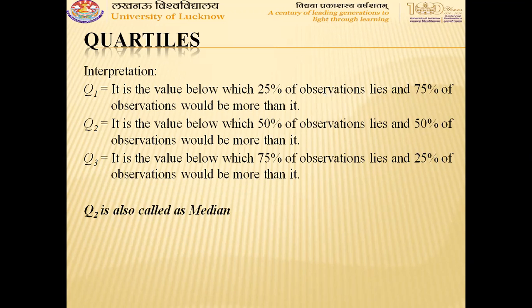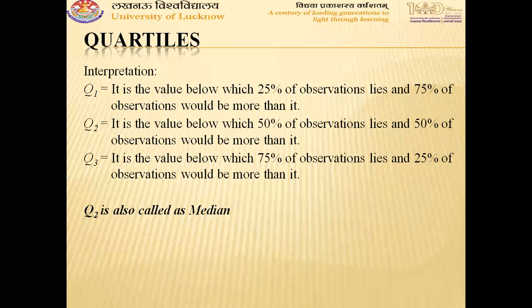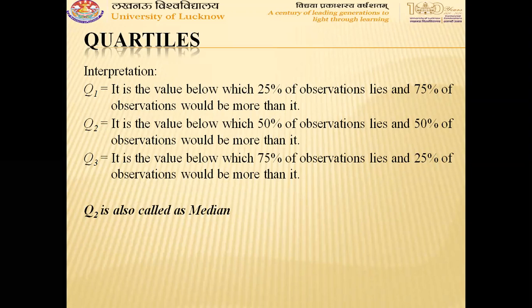For the second quartile, 50% of observations will be smaller and 50% of the observations will be larger than the second quartile. The same property holds for the median. Therefore, we can say that the second quartile is nothing but the median of the data. For the third quartile, 75% of values will be smaller than the third quartile and 25% of observations will be larger than the third quartile.